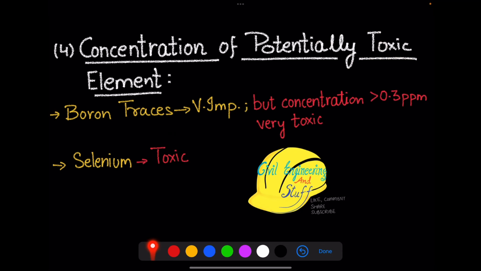The next point or next impurity is the concentration of toxic elements in the water. In this toxic element we have first the boron, and traces of boron are very important for the optimum growth of the plant. But if the concentration goes beyond 0.3 ppm, then the toxicity is way too high for the water to be used for the irrigation purposes.